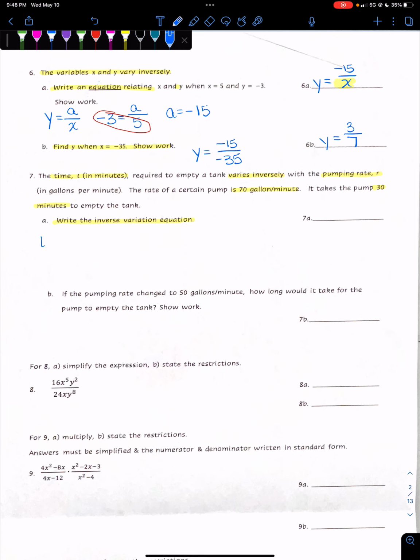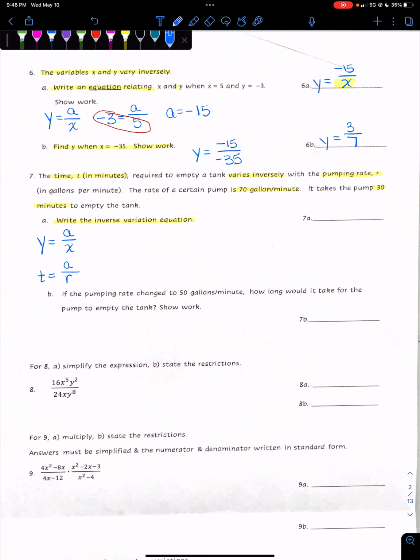Well, I'm going to start with what we originally started with. Y is equal to a over x. That's inverse. So we're looking for time. If we're looking for time, that's going to be our total. We don't know the constant amount. And then x is going to be replaced with r for rate.